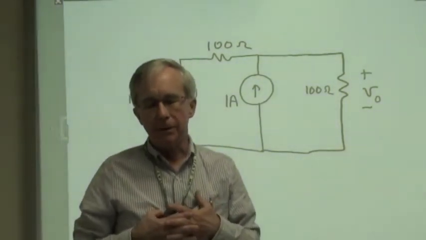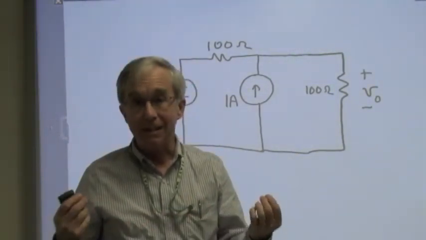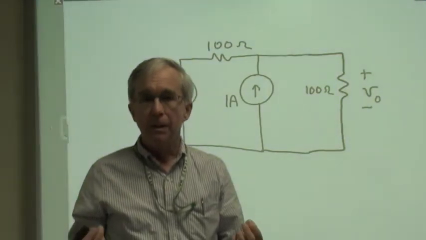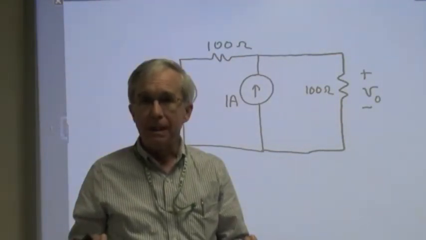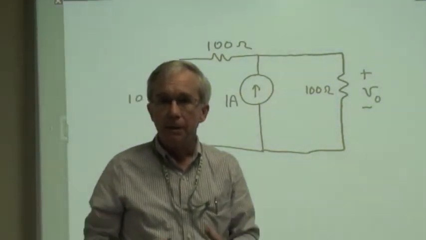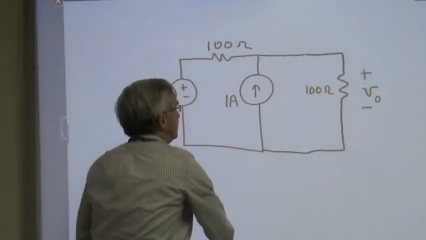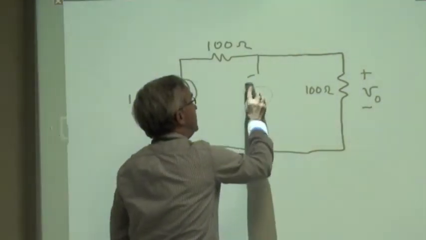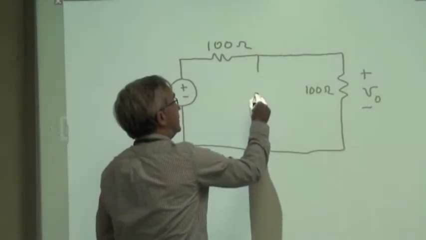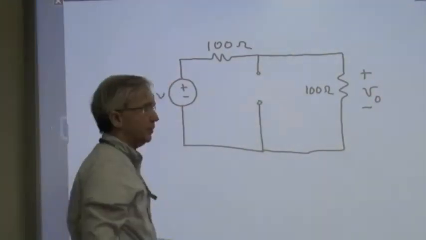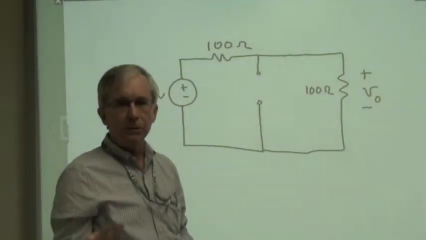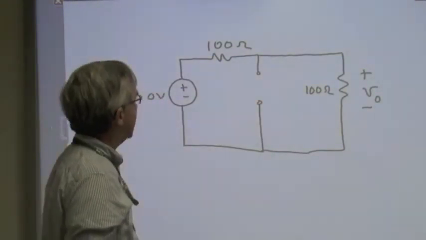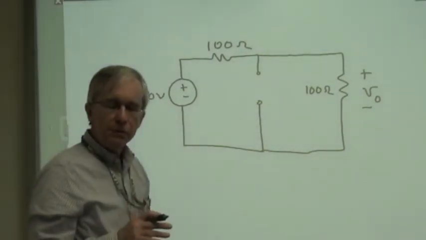How do I set a current source to 0? I set its value equal to 0. Zero current is the same thing as an open circuit. So how about we simply replace this current source by an open circuit. Now we've turned that current source off, or sometimes people say they've killed the current source. We're going to find the output just due to the voltage source.